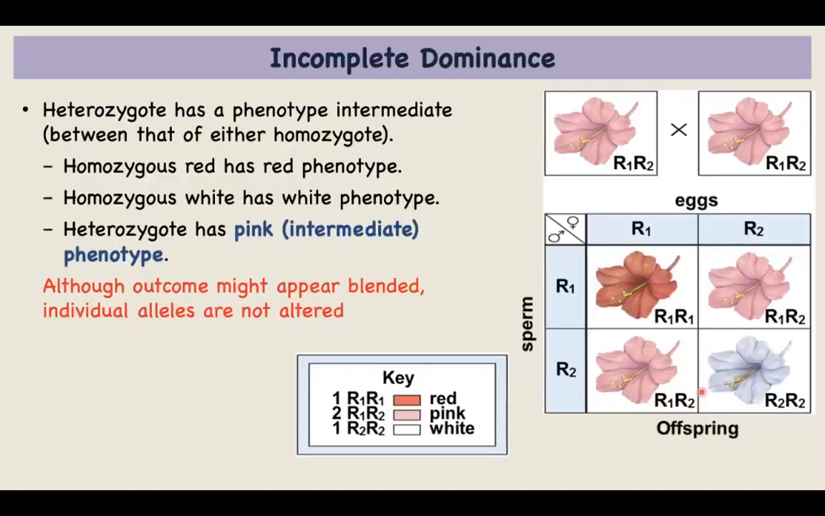Okay, next we go on into incomplete dominance. This incomplete dominance usually occurs in heterozygotes. Heterozygous, so the heterozygote has an intermediate phenotype.